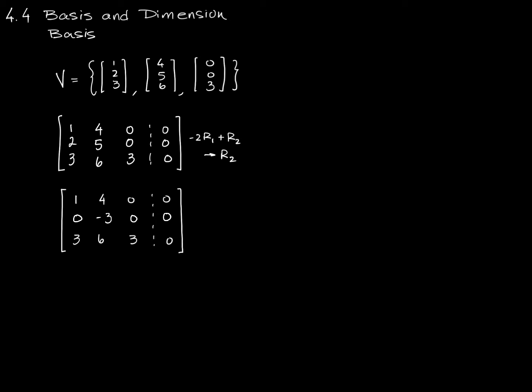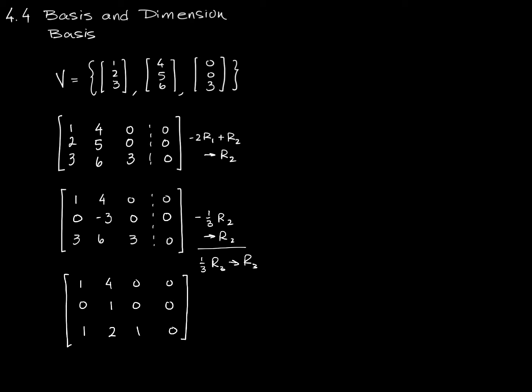Now I'm going to scale the second row. I'm going to say -1/3 times row 2 and put that into row 2. And while I'm at it, I'll also do 1/3 times row 3 and put that into row 3. That'll just make my next step easier. So in this case, my first row is not going to change. My second row becomes 0, 1, 0, 0, and my third row becomes 1, 2, 1, 0.